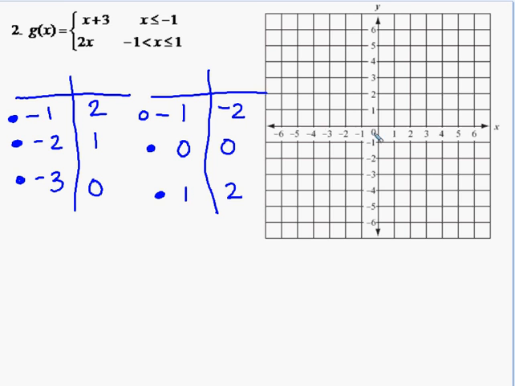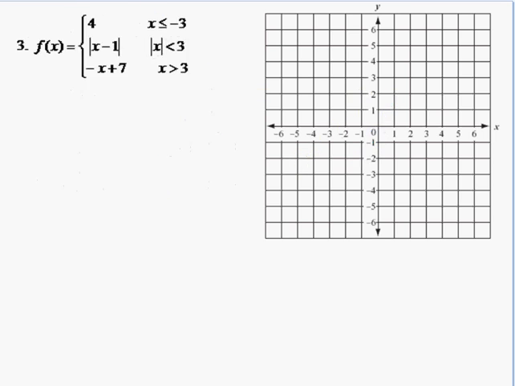So then we just graph this again. So negative 1, positive 2, closed circle, negative 2, 1, closed circle, and negative 3, 0, closed circle. And then all the values are less than or equal to negative 1, so draw your function. Then we have negative 1, positive 2, we have an open circle, 0, 0, and 1, 2. And then this is just going to be a segment because we only have the values between negative 1 and 1. And that's our second example.